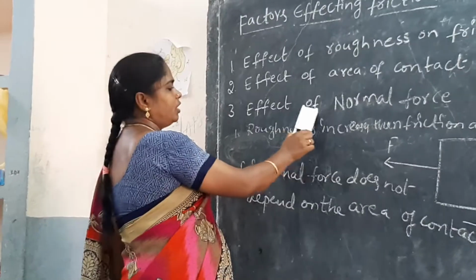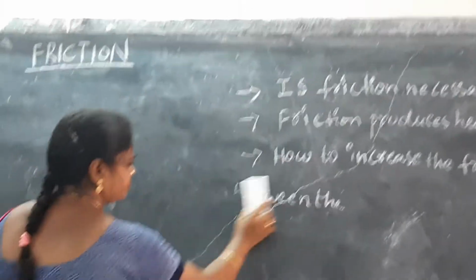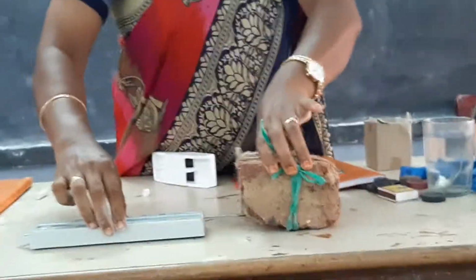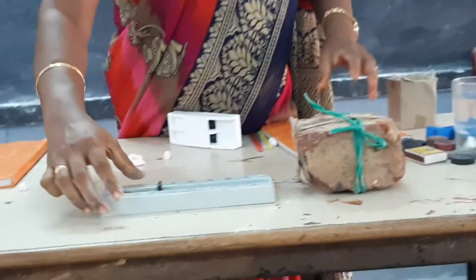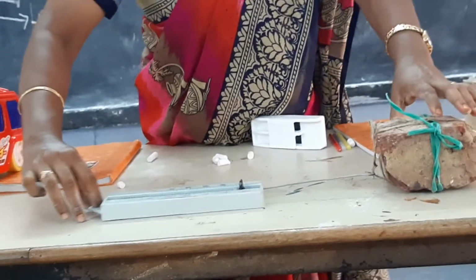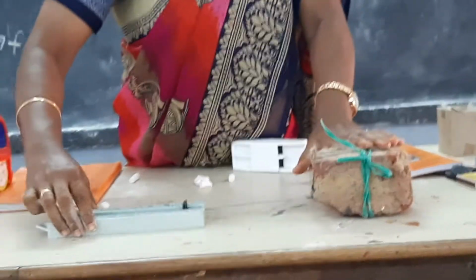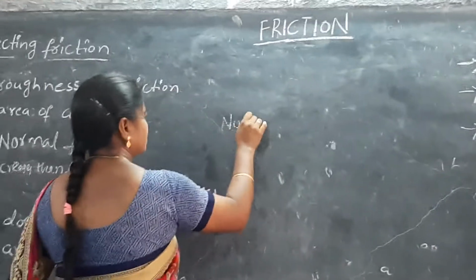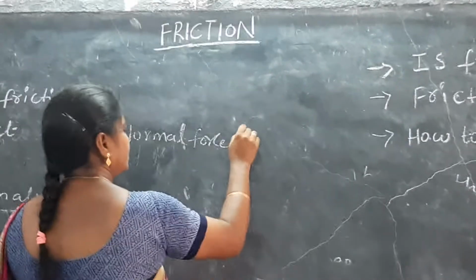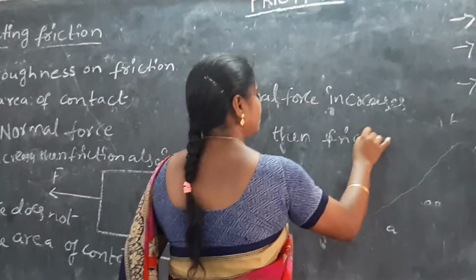Third one, effect of normal force. Effect of normal force means we add one or two bricks to the first brick, and then we apply force. When we apply the force, the frictional force increases. If the applied force decreases, then the frictional force decreases. If the normal force increases, then the frictional force also increases.